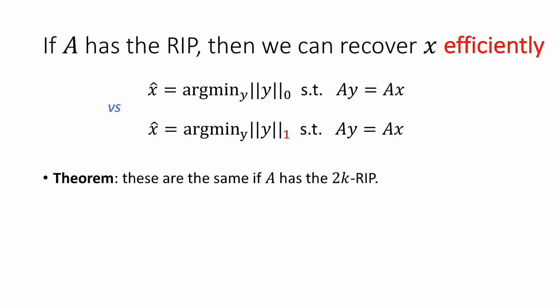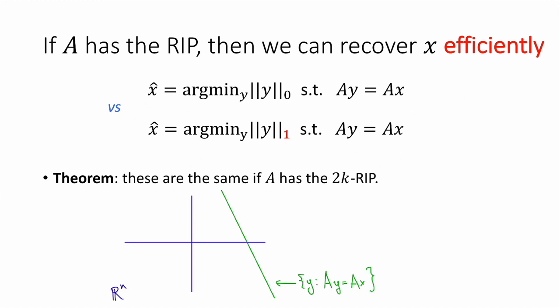I'm not going to prove this theorem now, but here's the basic intuition. Suppose that the setup looks like this. Here's R to the n, and here's the affine subspace consisting of all the vectors y, so that A times y agrees with our observations. It's equal to A times x. Now we ask ourselves, where does this x hat live? Well, it should be the element of this subspace with the smallest L1 norm.